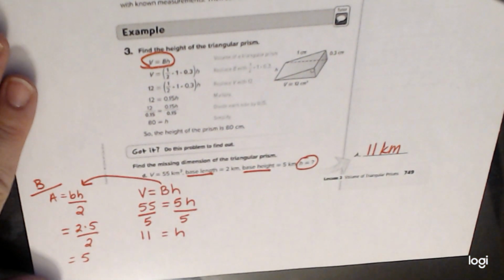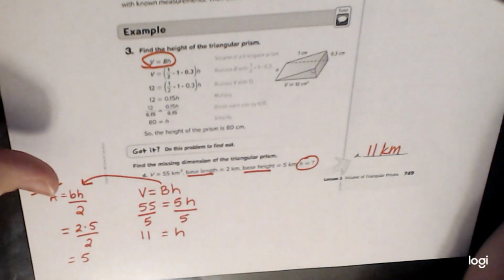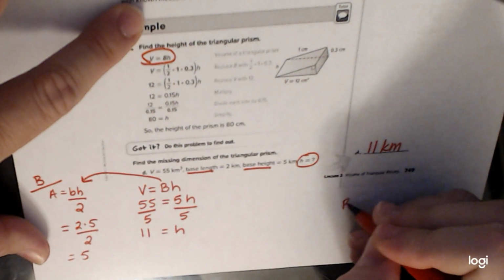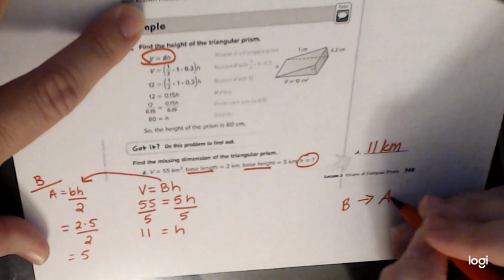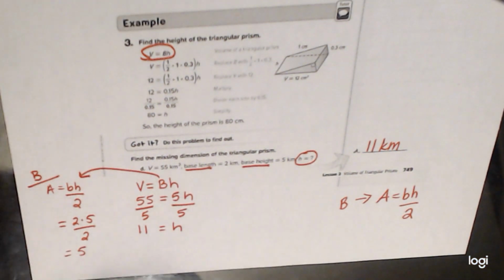Okay, I know this is an extra couple steps because we have to find a secondary value. But if you remember that the base is the same as that area of a triangle, base height divided by 2, that'll help you. All right.